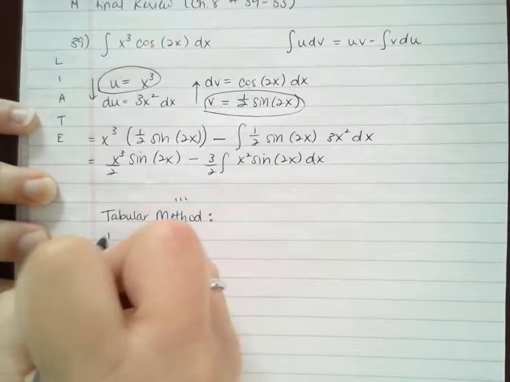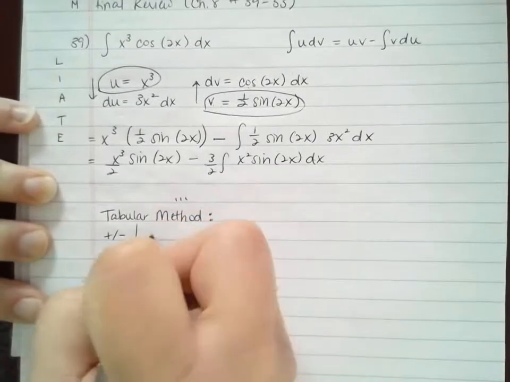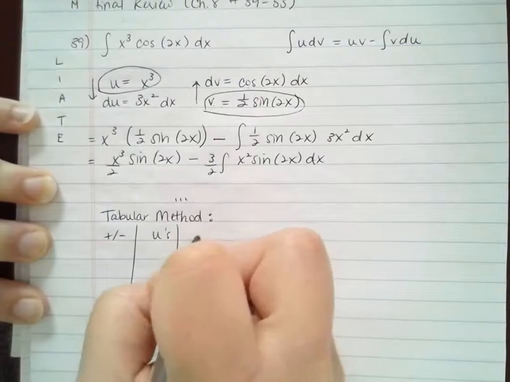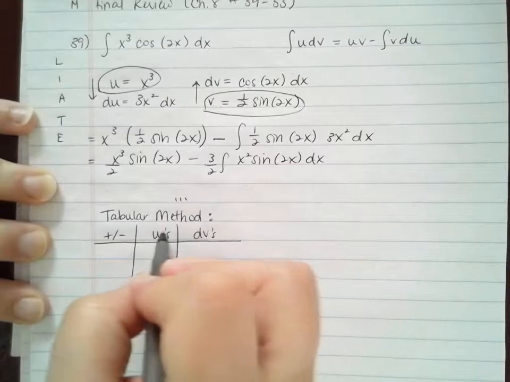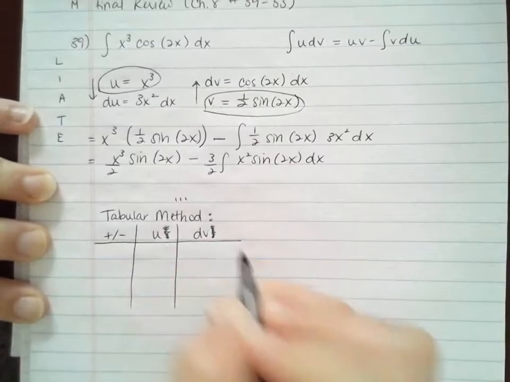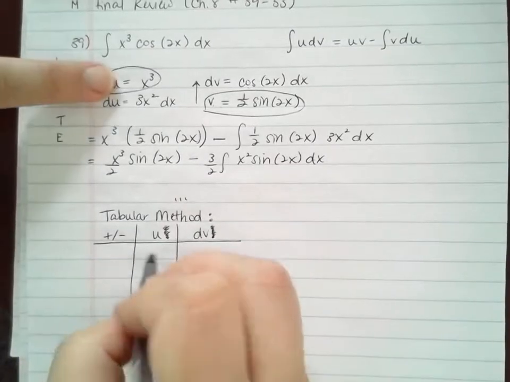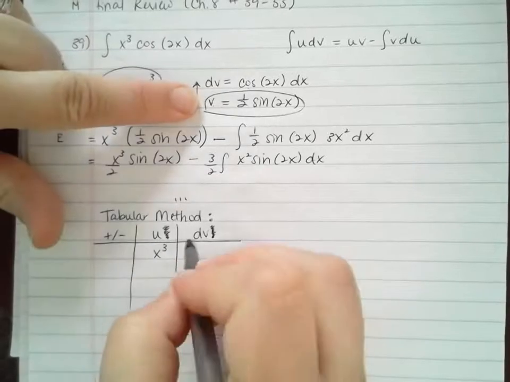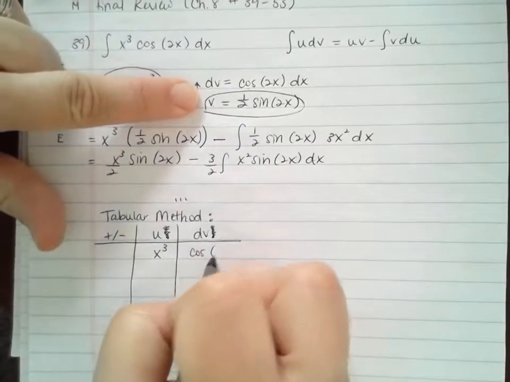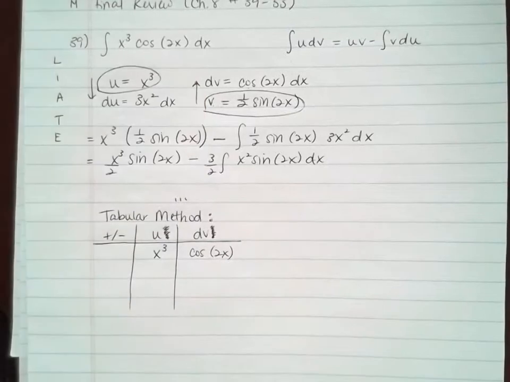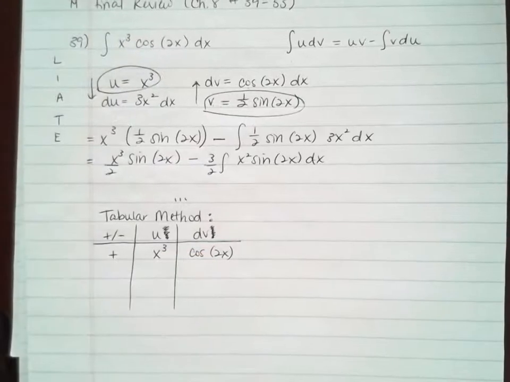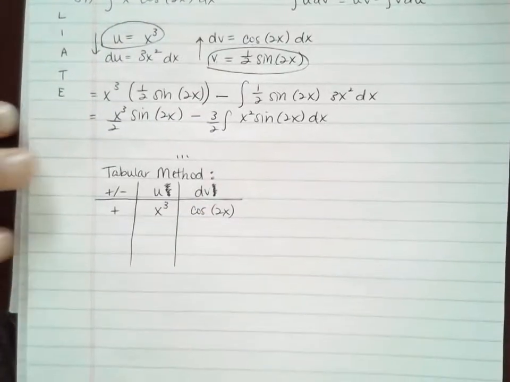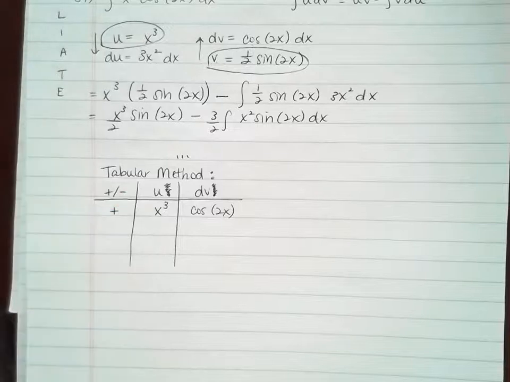The alternative is the tabular method, which looks like this. I suppose I should just label it u and dv. Your u, again, is x cubed. Your dv is going to be cosine of 2x dx, although we can leave the dx. And because it was a positive integrand, I'm going to put a plus here. This table is only as large as we need it to be to continue to take derivatives of x cubed until it becomes a constant, or until it becomes 0.